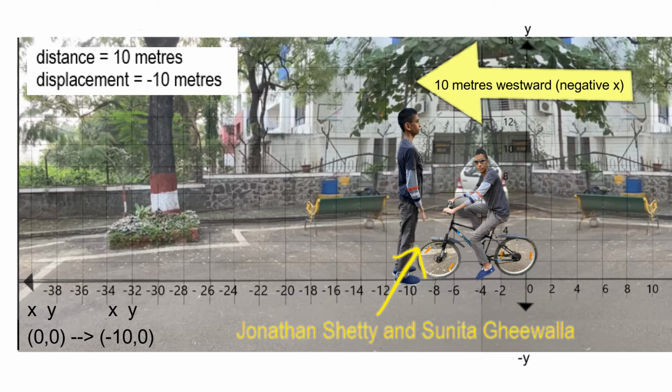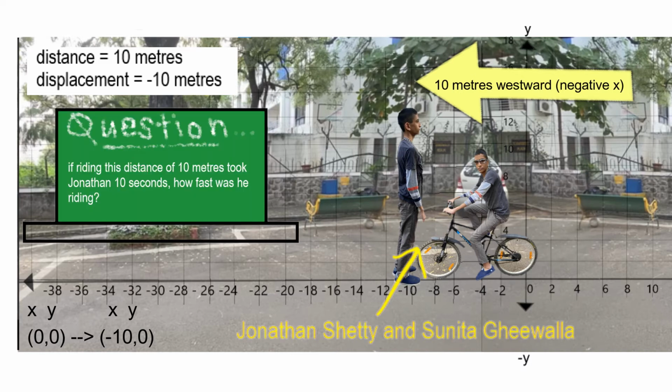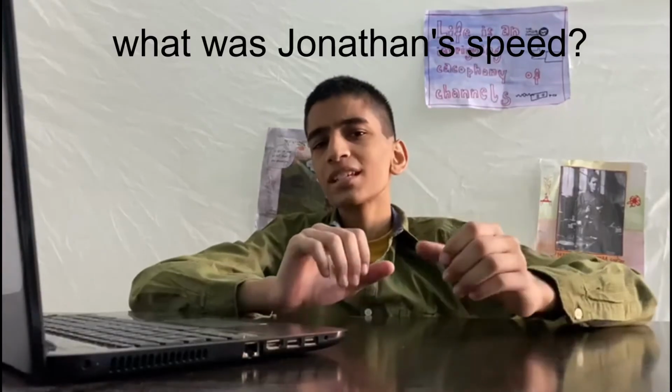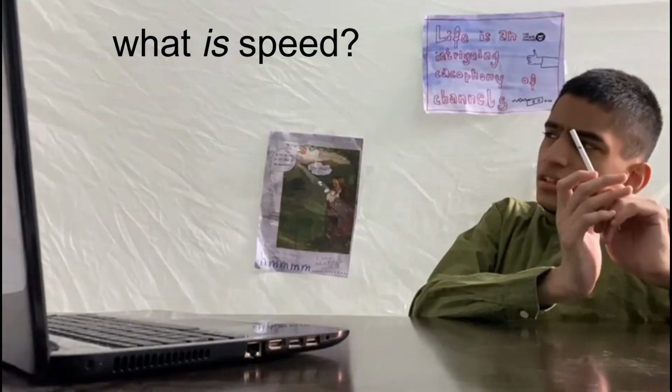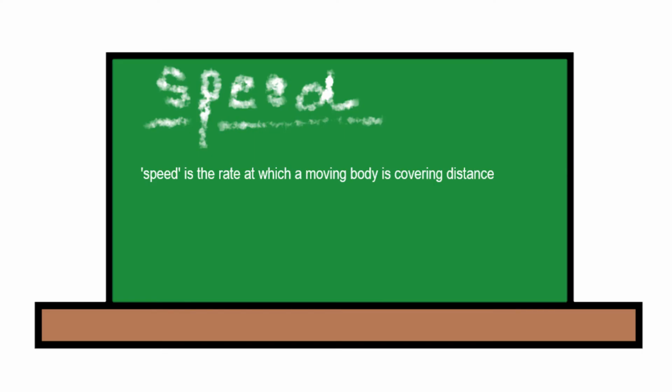Those 10 meters took 10 seconds to cover. So how fast was Jonathan moving? What was his speed? What is speed? Speed is basically the rate at which a moving body is covering distance.